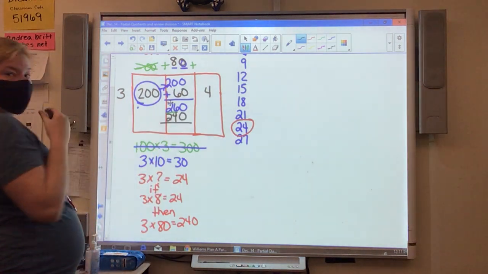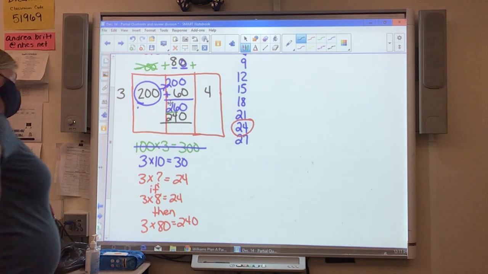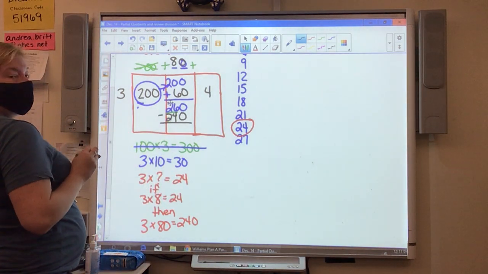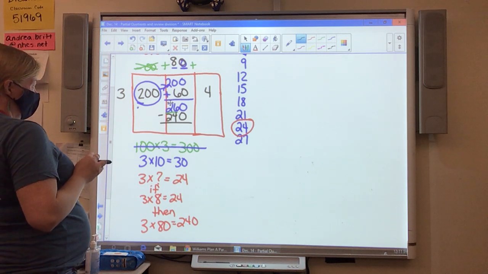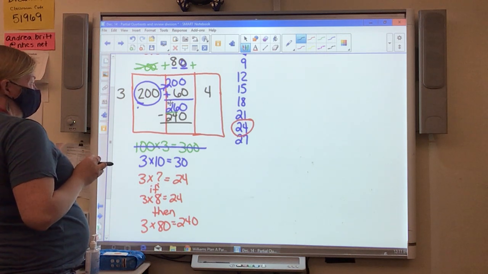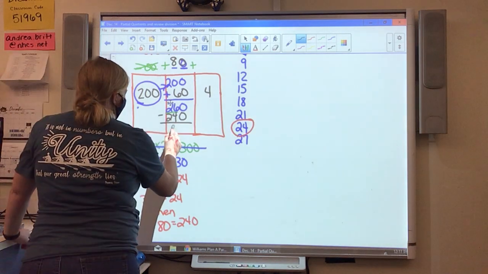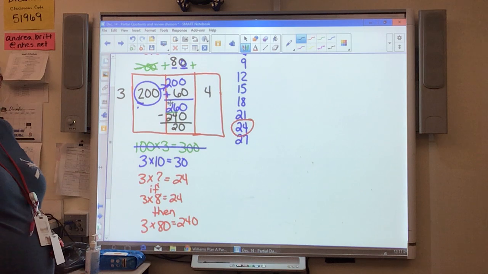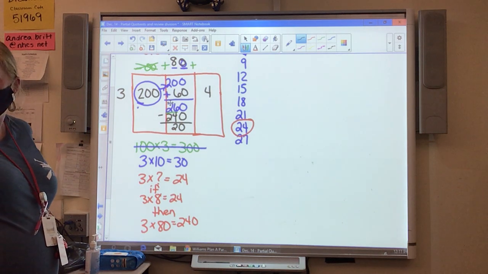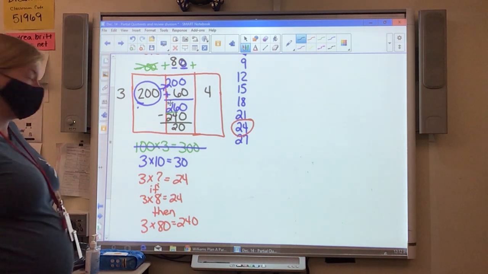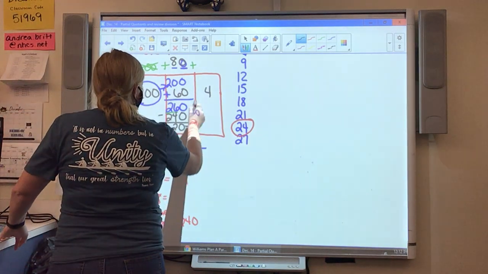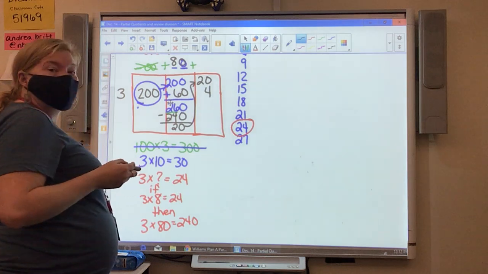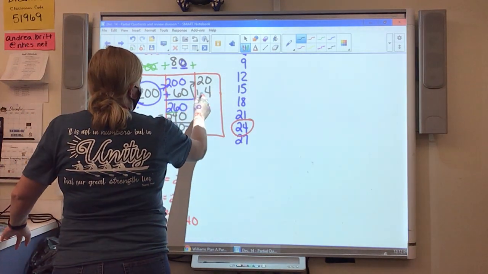240. What do I do? I subtract. 260 minus 240 is 20. I'm going to take that amount and do what with it? I'm going to add it on top of the 4. I'm going to add it on top of the 4. 20 plus 4 is 24.